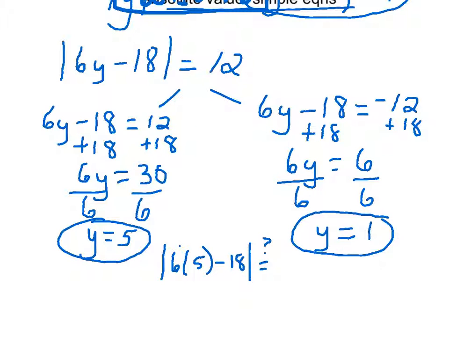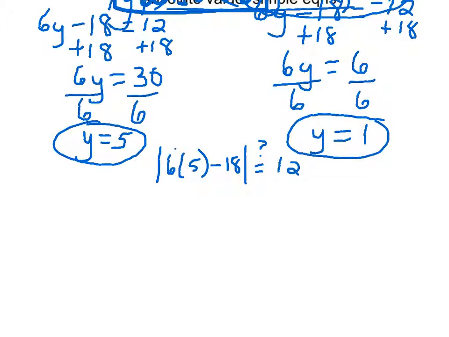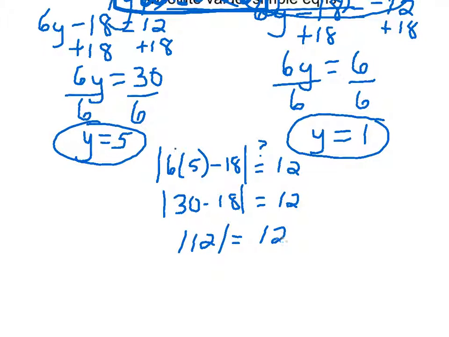Does that equal 12? Let's see if I can slide this up a little bit. And then just evaluate it. Follow your PEMDAS. 6 times 5 is 30. So then we have the absolute value of 30 minus 18. And does that equal 12? Well, lo and behold, the absolute value of 12 is 12. So that's one way to check it.